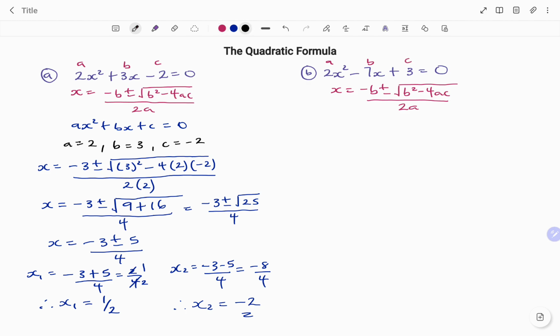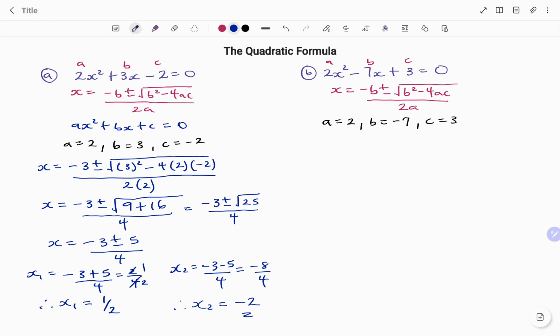Writing that out, I have my a equals 2. Always double check on the signs, whether it's positive or negative. So that's positive 2. My b is a negative 7. That's the coefficient of x. And my constant term is 3.